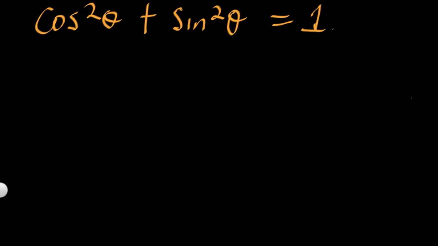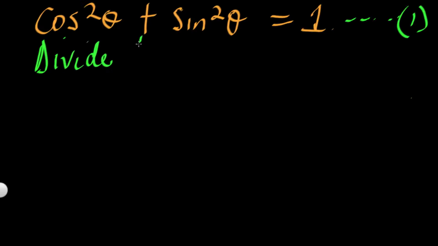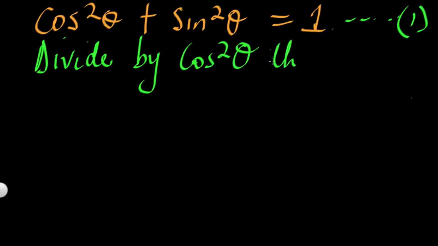Now I'm going to divide. Let me call this equation 1. I'm going to divide equation 1 throughout by cos squared theta. Throughout every term in equation 1, we are dividing it by cos squared theta.